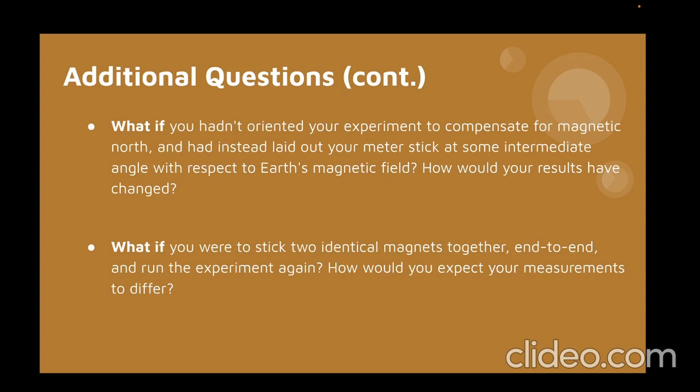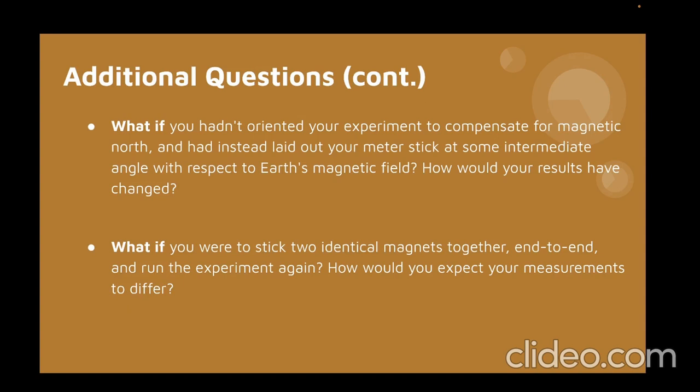If we hadn't oriented it exactly east to west, so that it wasn't affected by Earth's magnetic field, then our calculations would be slightly off, and we'd have to account in some way for the disturbances in the Earth's magnetic field in our calculations. What if you were to stick 2 identical magnets together and run it again?